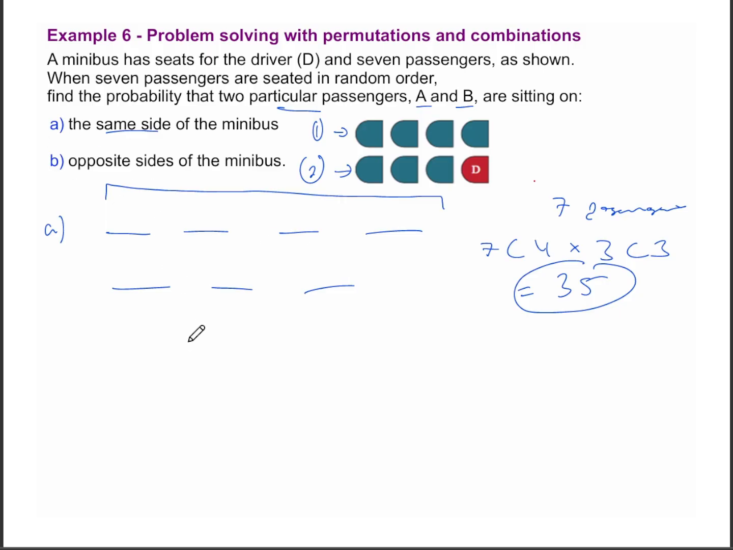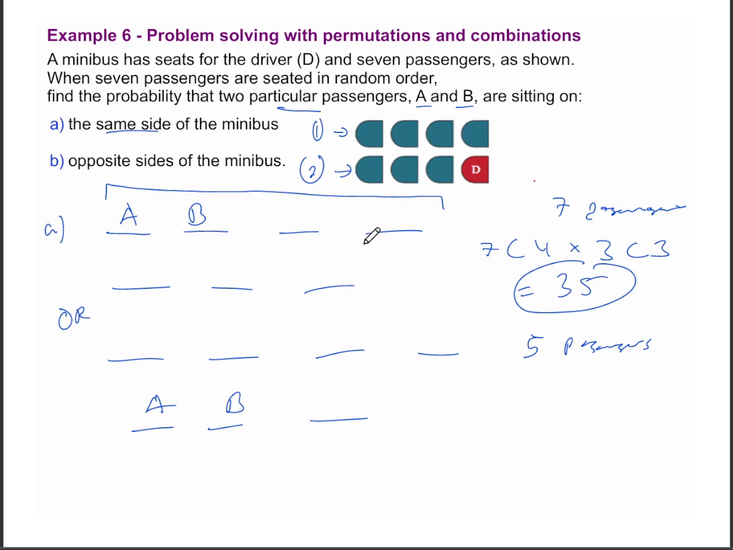Now we want to keep them on the same side of the minibus. So we either have them both in side 1 or both in side 2, the first setting or the second setting. This now leaves us with 5 passengers. For the first scenario, 2 spaces in side 1 and 3 spaces in side 2. And in the second scenario, 4 spaces in side 1 and 1 space in side 2.